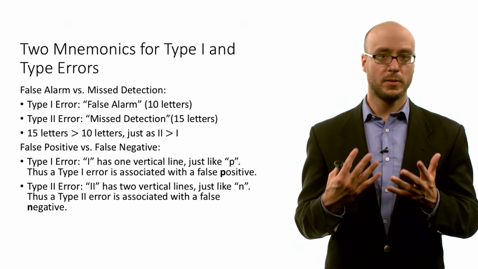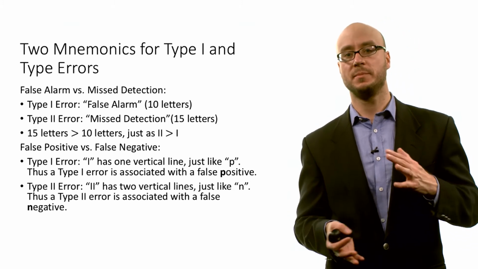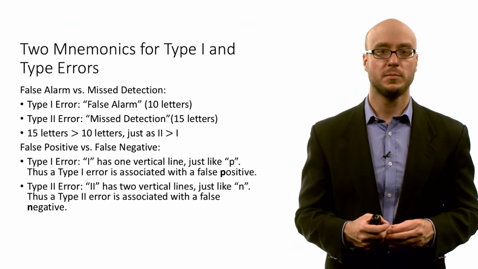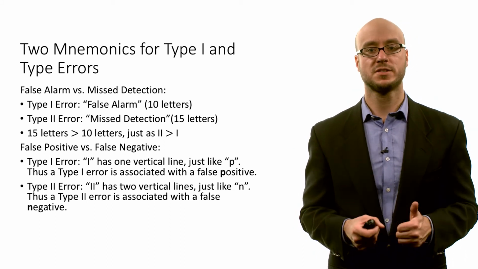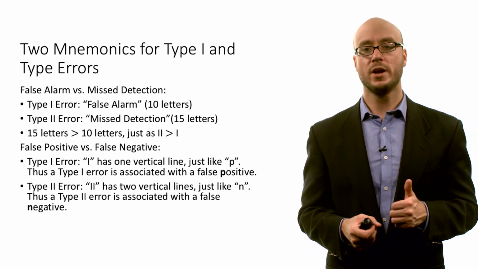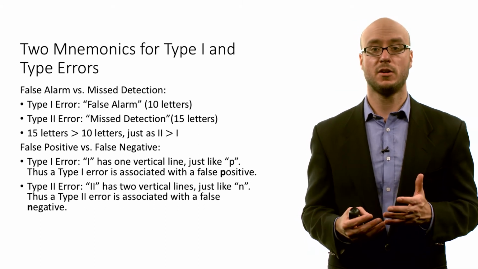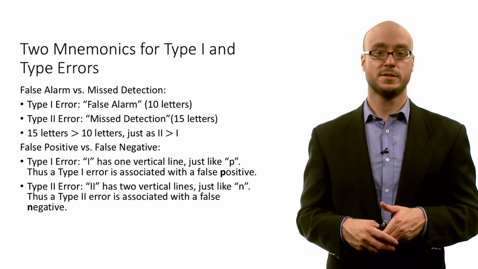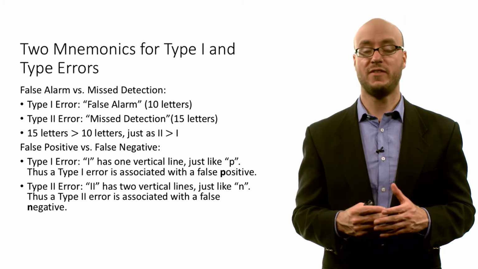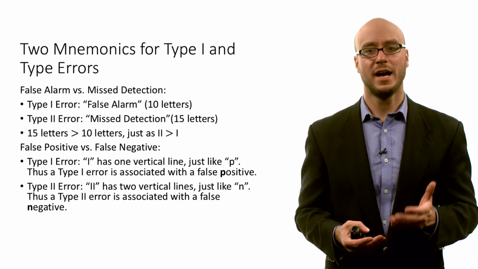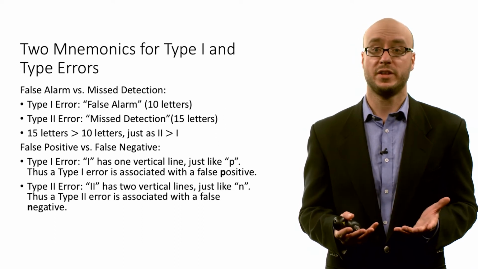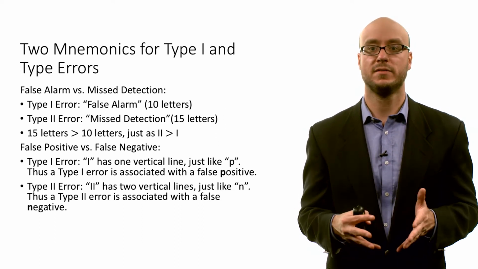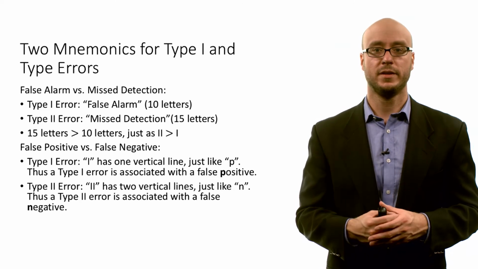People often get confused about type 1 versus type 2 errors. So there are two mnemonics I like to point out. First of all, you can think of a type 1 error as a false alarm. It's like saying there's a fire in the movie theater when, in fact, there isn't a fire in the movie theater. A type 2 error is just saying, oh, there isn't a fire in the movie theater, but, in fact, there is a fire. Maybe there's a fire behind the movie screen.